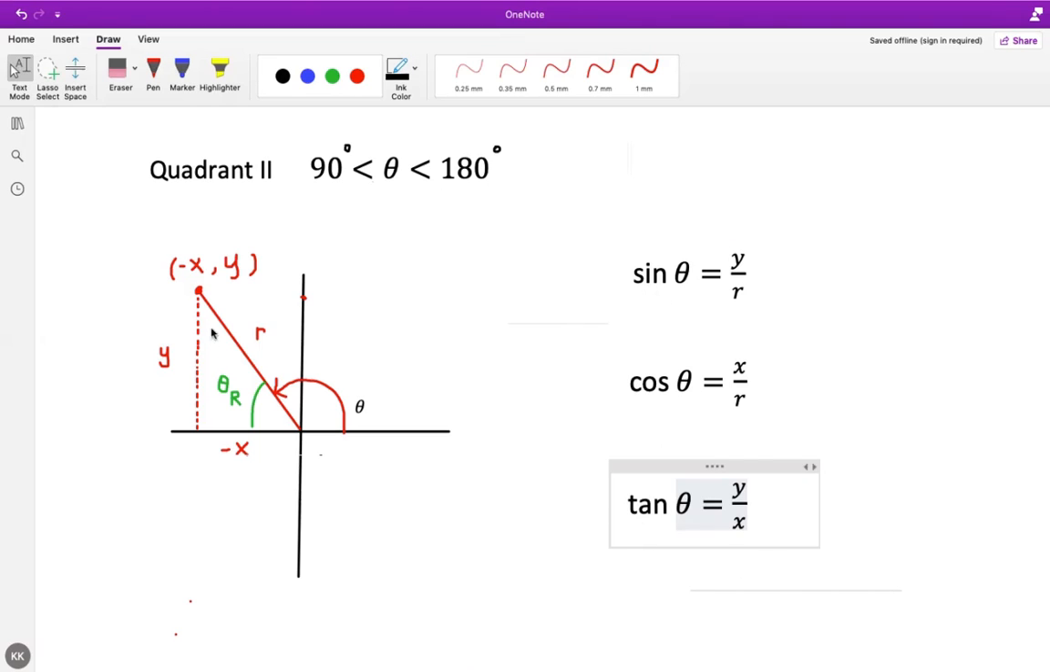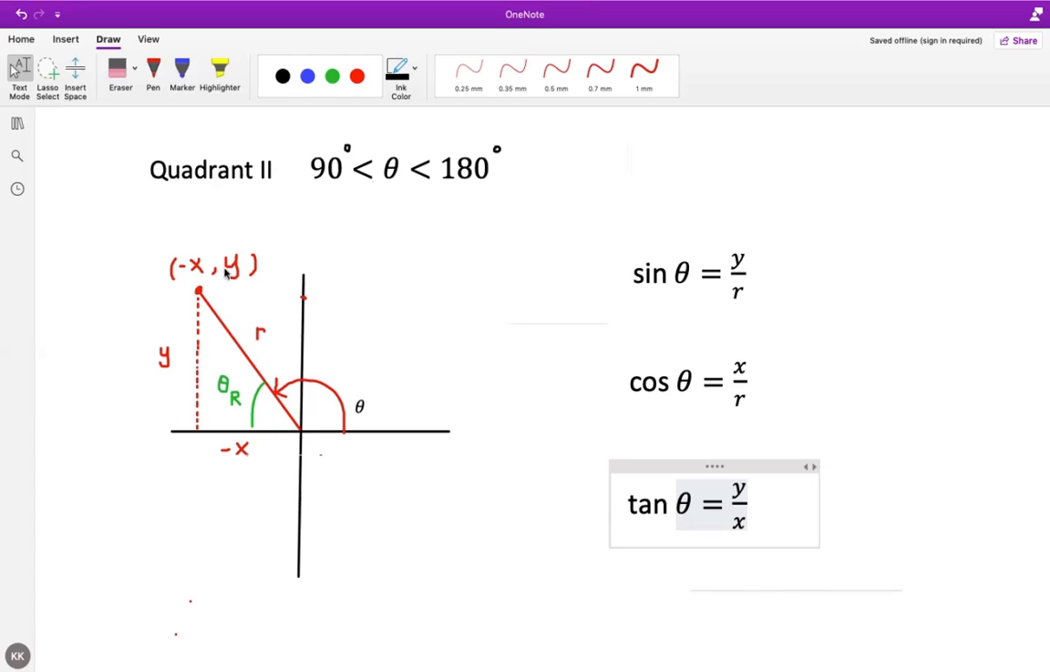Okay, so let's figure out the trig ratio for this right triangle. So let's first compute sine theta. Sine theta, we have opposite, which is y, divided by the radius, right? So we have y over r. So what about cosine theta? So cosine theta is x, right, adjacent divided by r.